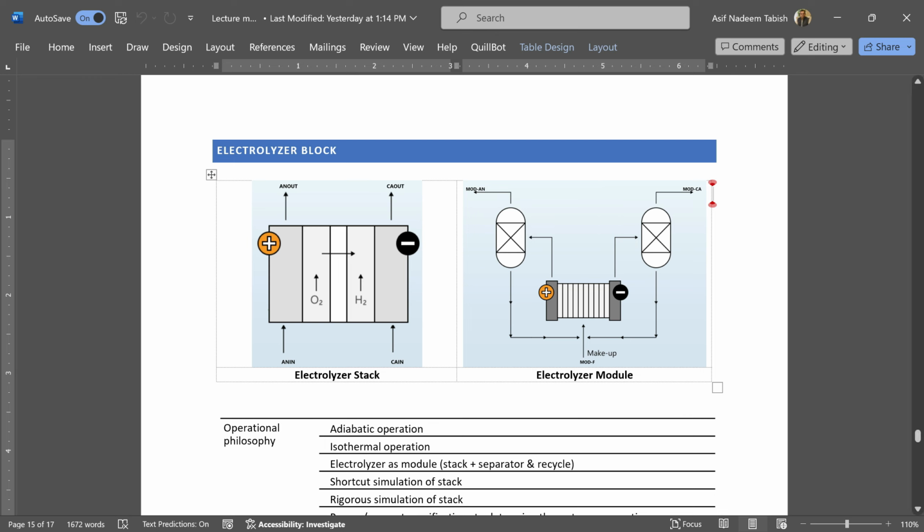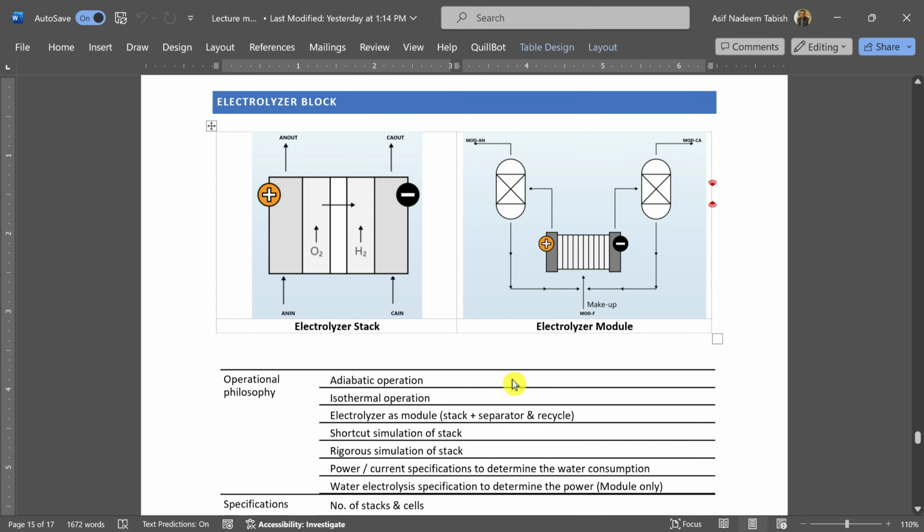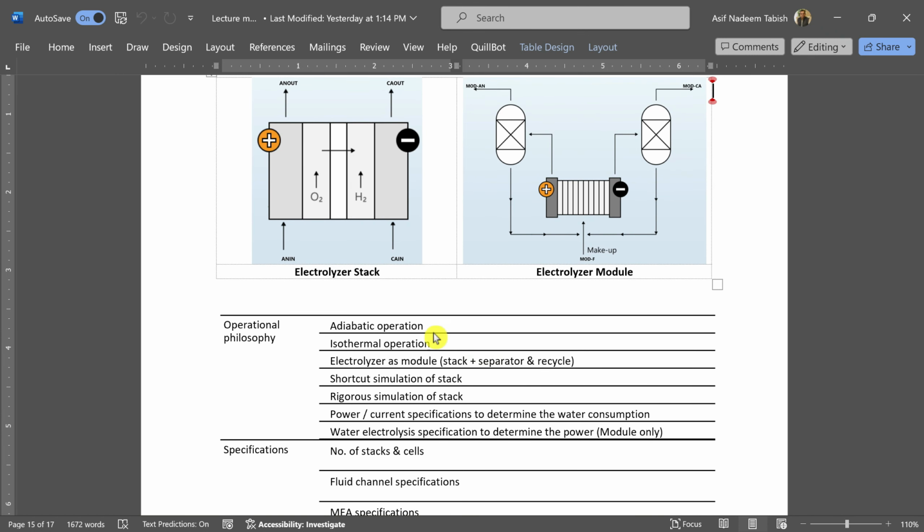The other variant is the electrolyzer module, that is a shortcut module, however includes the separation and purification of the product gases from water. The operational philosophy of the electrolyzer block includes the adiabatic operation as well as isothermal operation. The block can be simulated as a module, a shortcut stack or a rigorous stack. Having the information of input power or the current can determine the water consumption or the makeup water required. Otherwise, dictating the amount of water to be electrolyzed can determine the power requirement, and this option is only available in the module.